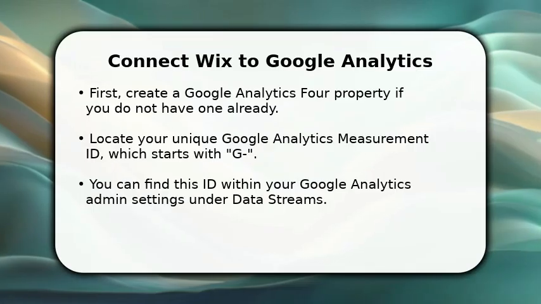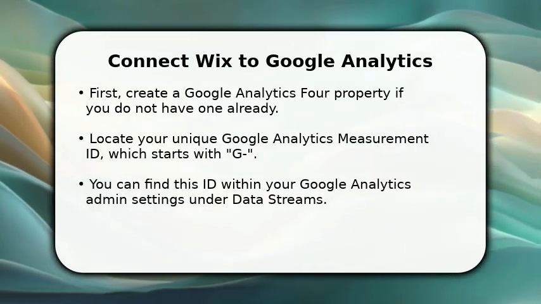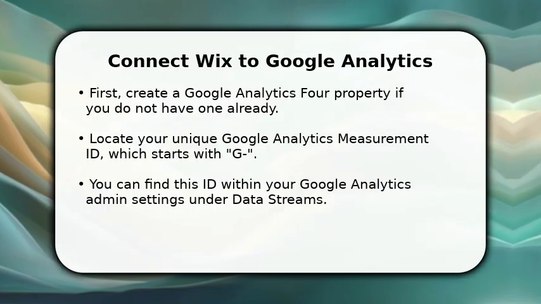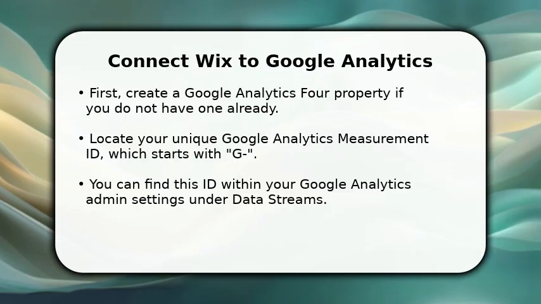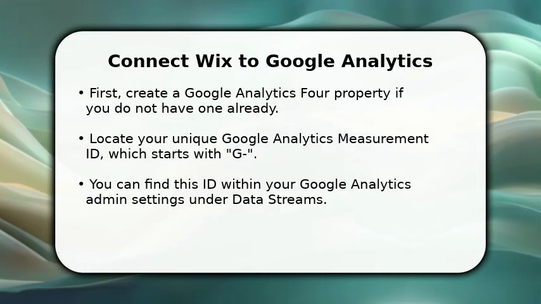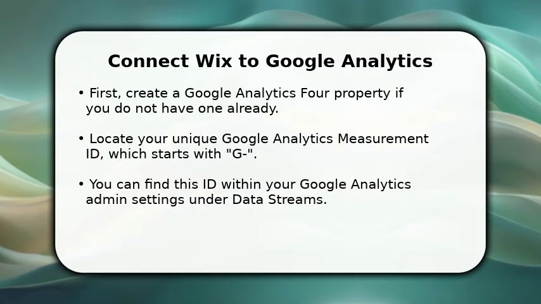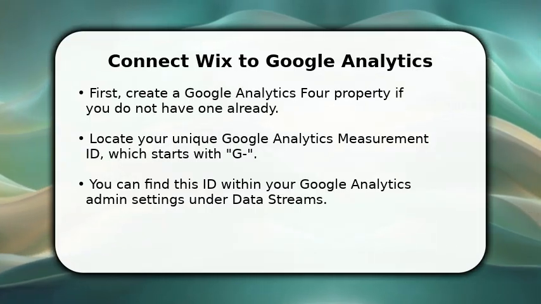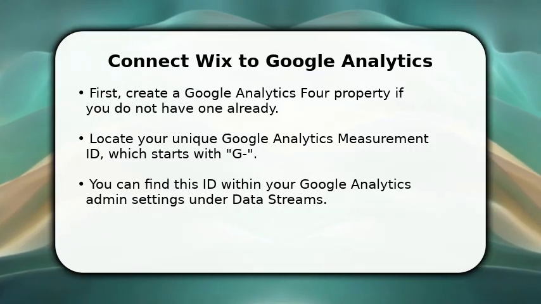In this video, I will explain how to connect your Wix website to Google Analytics. To begin, ensure you have a Google Analytics 4 property set up. Once ready, navigate to your Google Analytics admin section. There, under Data Streams, you will find your unique measurement ID, which typically starts with the letter G followed by a series of numbers and letters. This ID is crucial for linking your site.